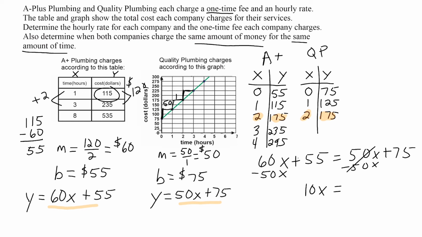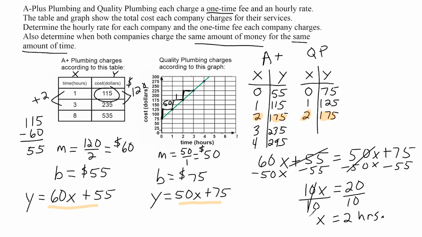And then I'm going to take this constant here of 55 and move it to the other side by subtracting 55 from 75, and that gives us 20. Now at this point, we should know that x equals 2 because 10 times 2 is 20. But just to show our work here, we're going to divide both sides by the coefficient, which gives us x, which is the number of hours, equals 2.